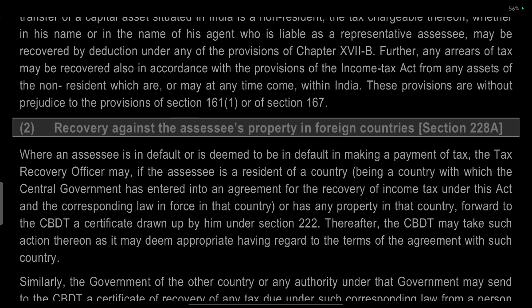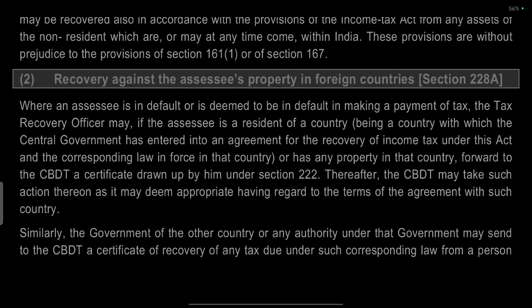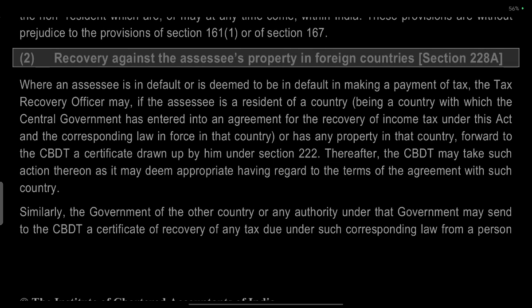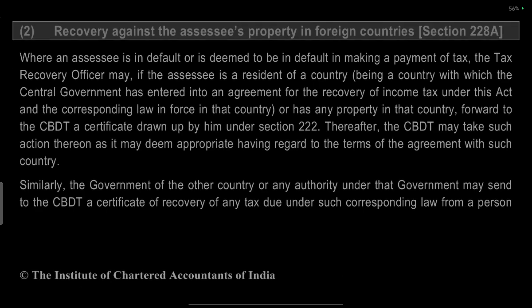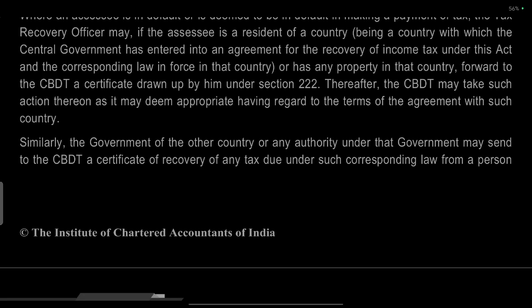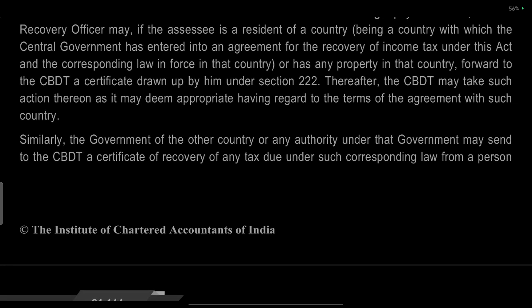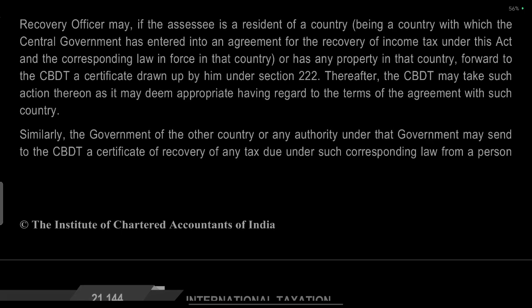The provisions are within the guidance of section 196. Recovery against assessee's property in foreign countries, section 228A. When an assessee is in default or is deemed to be in default in making payment of tax, the tax recovery officer may, if the assessee resides in a country with which the Central Government has entered into an agreement for the recovery of income tax under the Act and the corresponding law enforced in that country, forward a certificate drawn up by him to the CBDT.